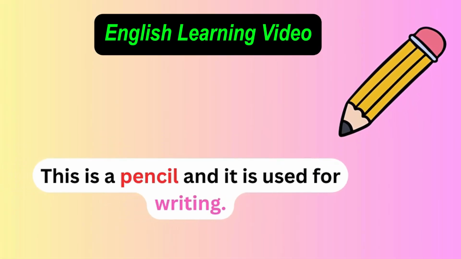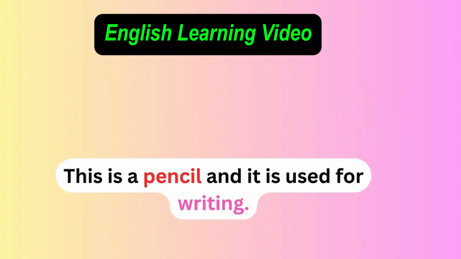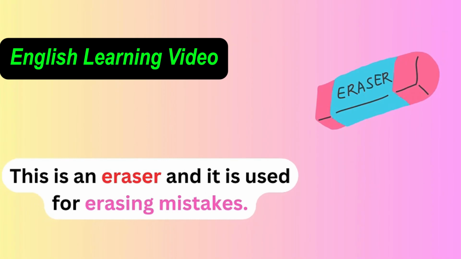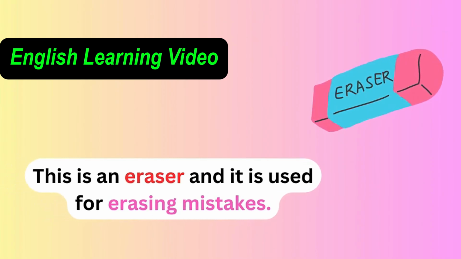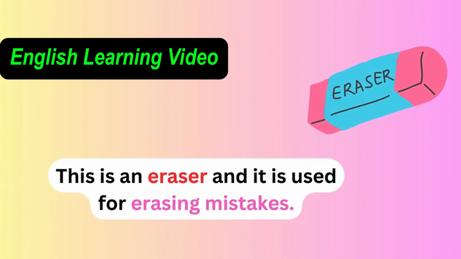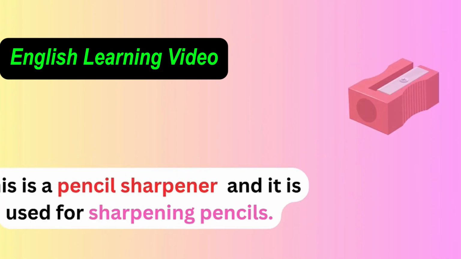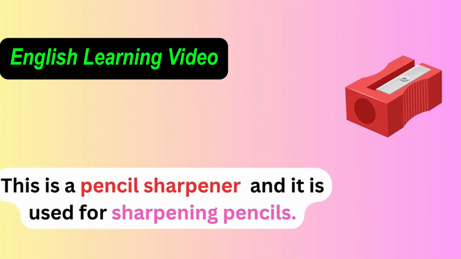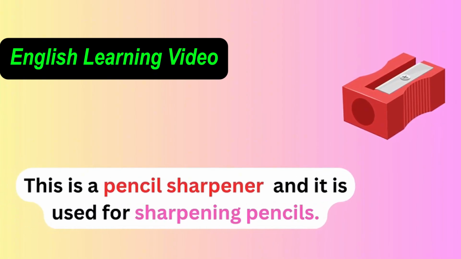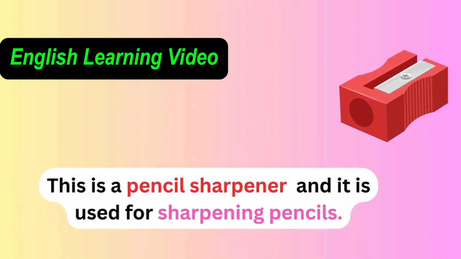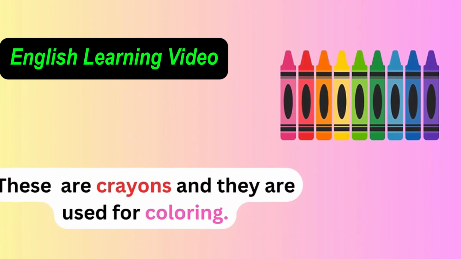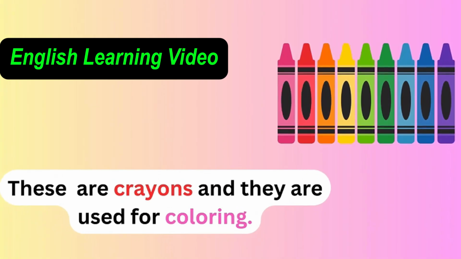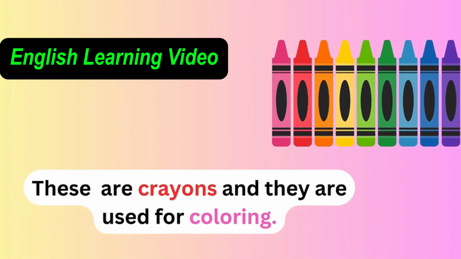This is a pencil and it is used for writing. This is an eraser and it is used for erasing mistakes. This is a pencil sharpener and it is used for sharpening pencils. These are crayons and they are used for coloring.